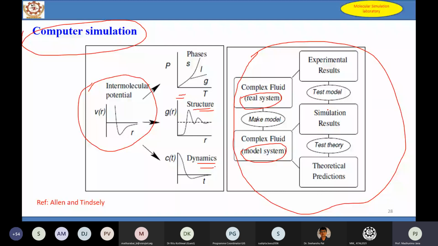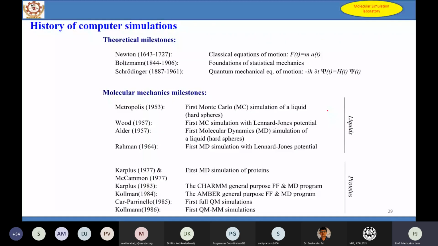Now here I have shown the history of computational simulation. You can see Newtonian mechanics, which was the classical equation of motion, and these are the theoretical milestones. Then the Boltzmann foundation of classical mechanics, which we obviously use in our study, and then Schrödinger's quantum mechanics of motion. All these three theories are basically the backbone of the computational sciences. Then these are the molecular mechanics milestones, since I am going to deal with molecular mechanics as my system is very large.